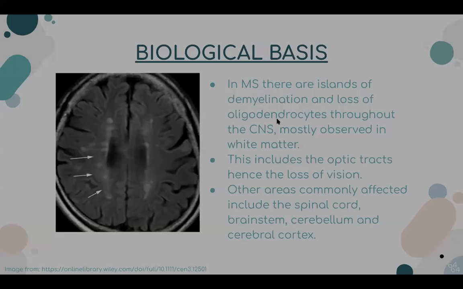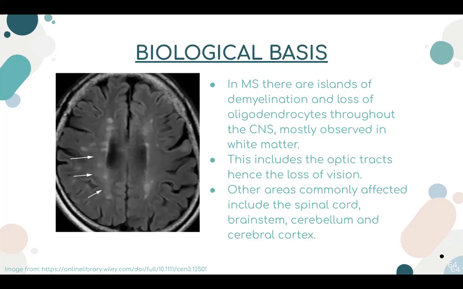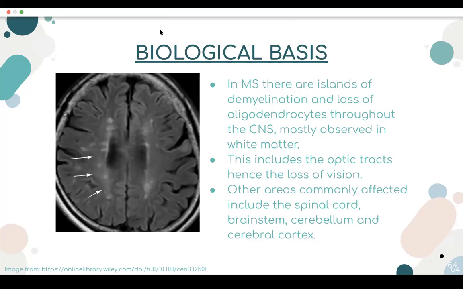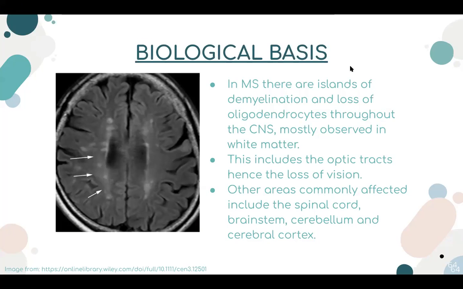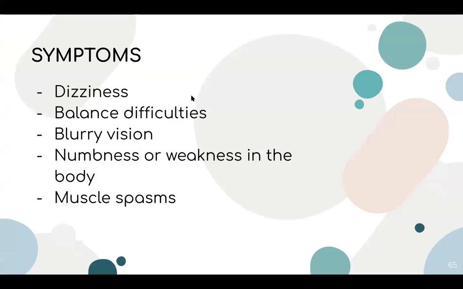So in MS, there are islands of demyelination and loss of oligodendrocytes throughout the CNS, and that's mostly observed in white matter. So basically, white matter is that region between your brain and the spinal cord, and that houses all your nerves. And this includes the optic tracts, and hence that contributes to a loss of vision. Other areas commonly affected include the spinal cord, brainstem, cerebellum, and the cerebral cortex. Symptoms of MS can include dizziness, balance difficulties, blurry vision, numbness or weakness in the body, and muscle spasms.